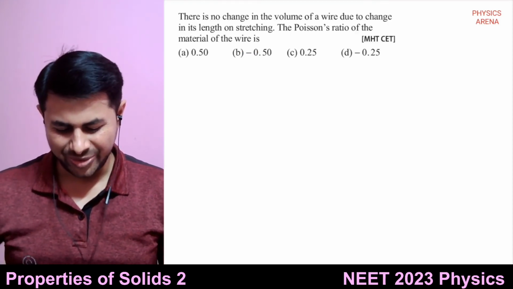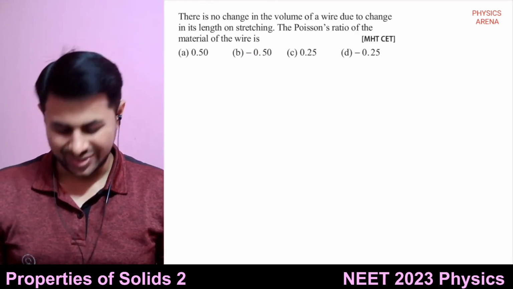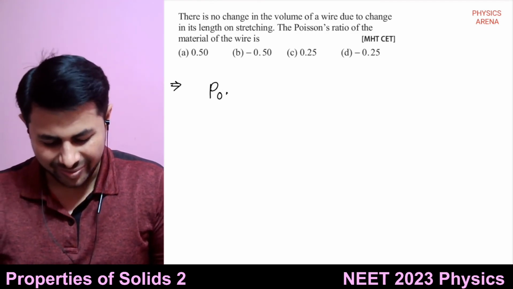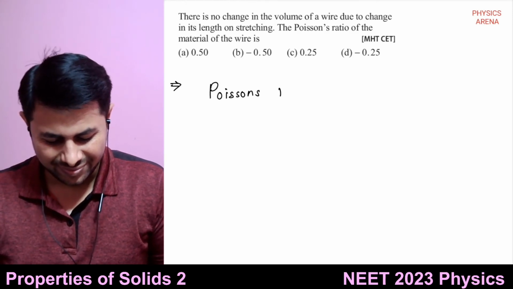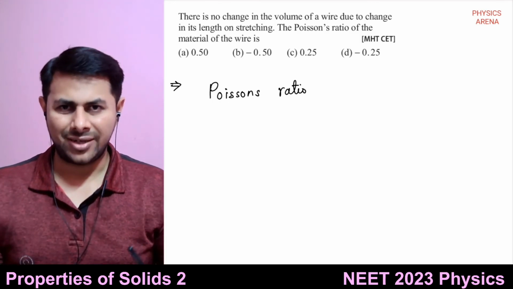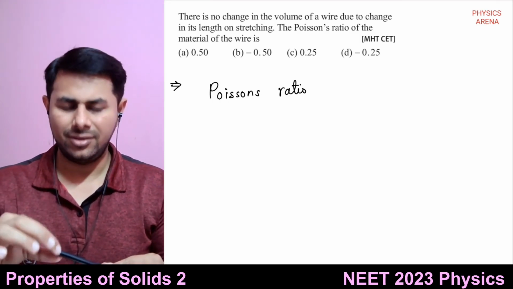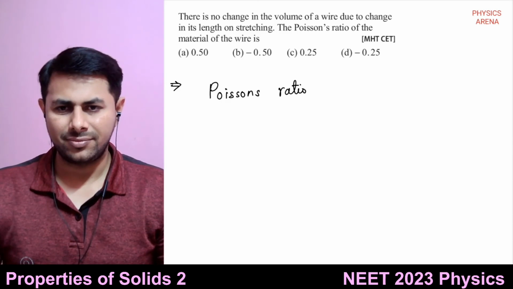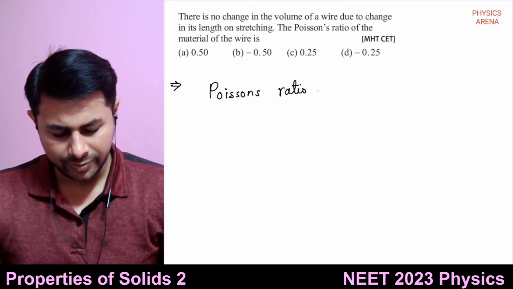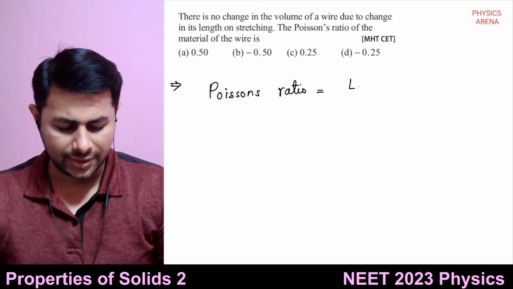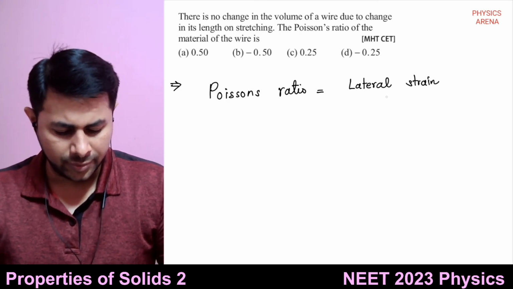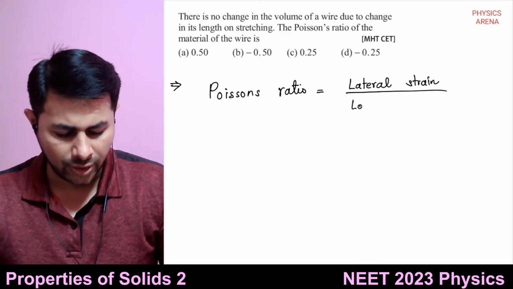I'm sorry, there was one more topic called Poisson's ratio. So let's see Poisson's ratio. When you stretch a wire, what happens to the area of cross section? It decreases, right? So Poisson's ratio is the ratio of lateral strain in the wire to the longitudinal strain.